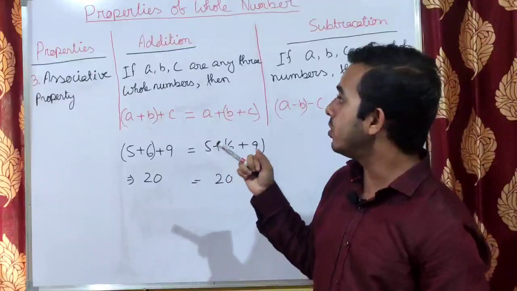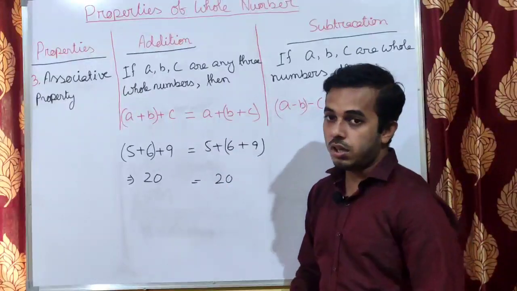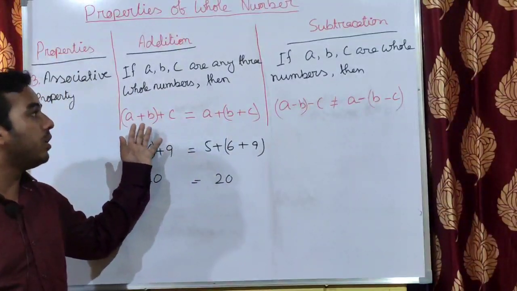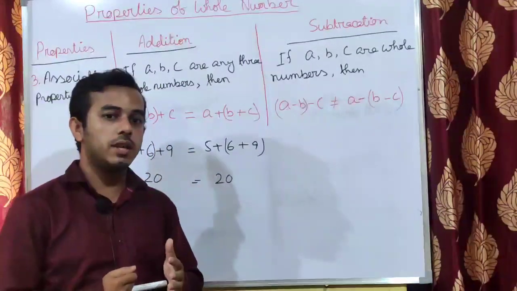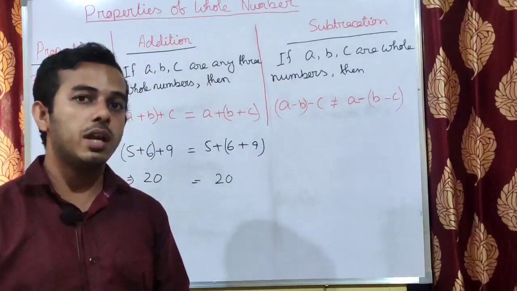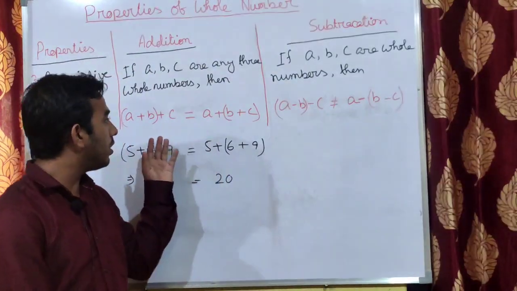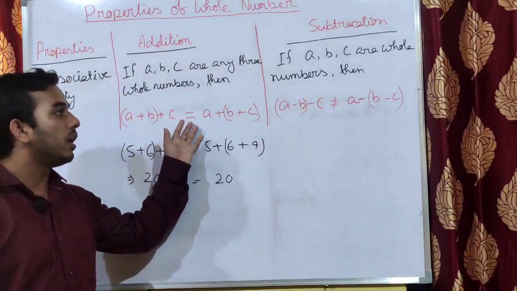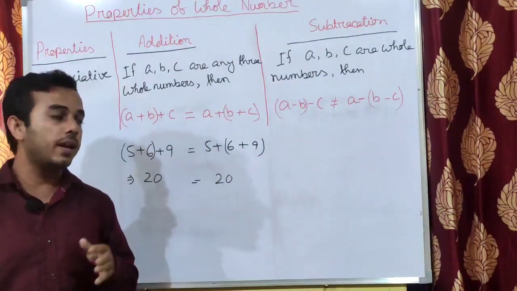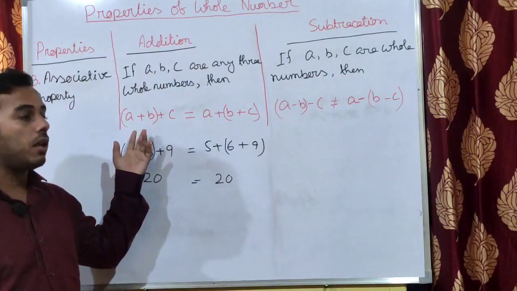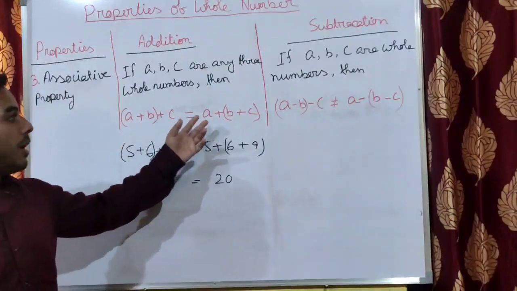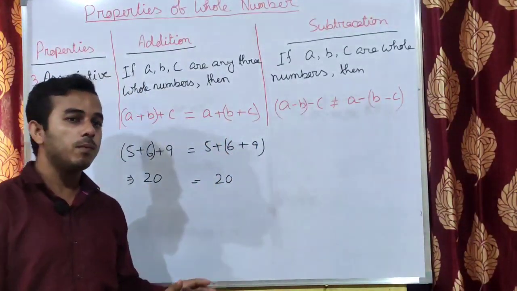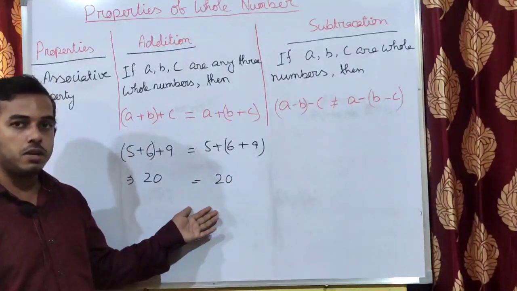That means when we rearrange whole numbers and add them, the result will be the same. For example, if we take any 3 whole numbers, a plus b plus c here, and if we put a plus b in bracket, or b plus c in bracket, the result will be the same. For this I have shown you an example, right?